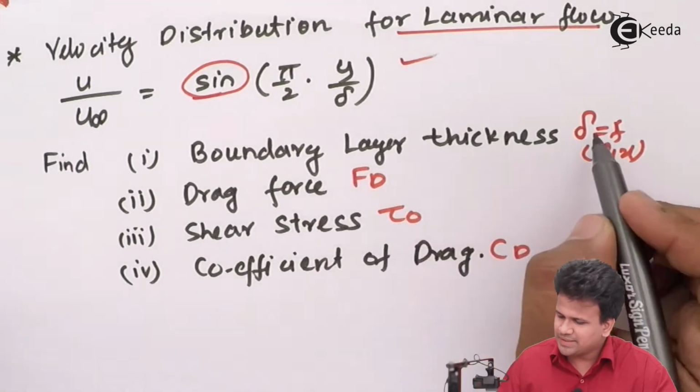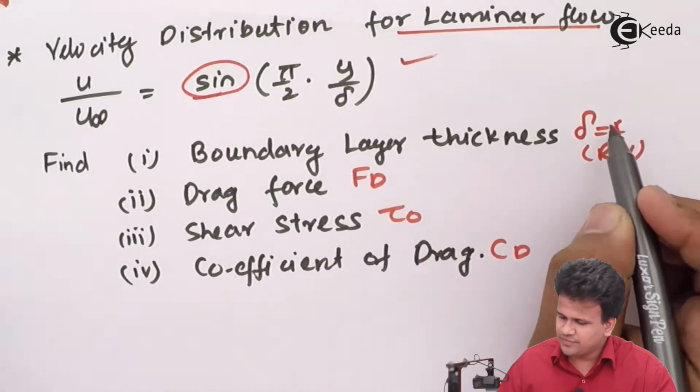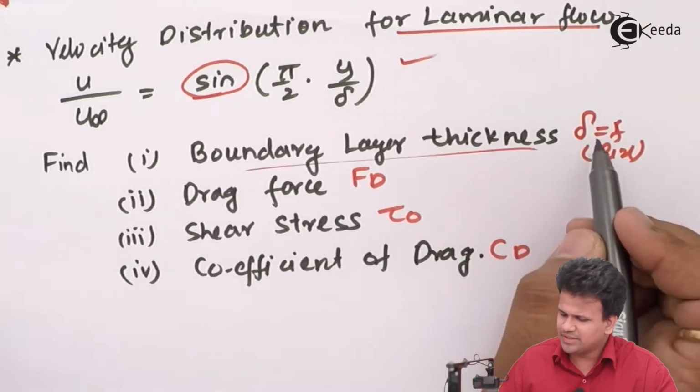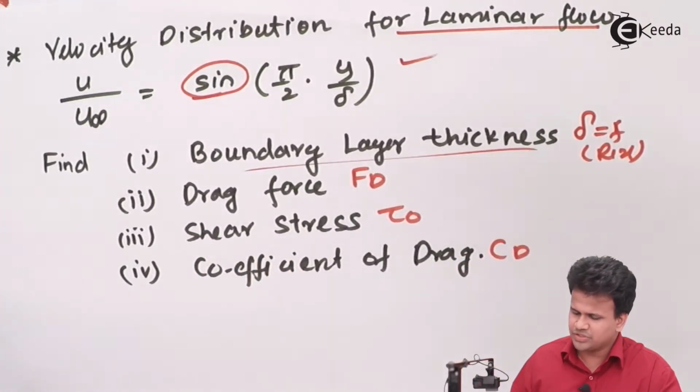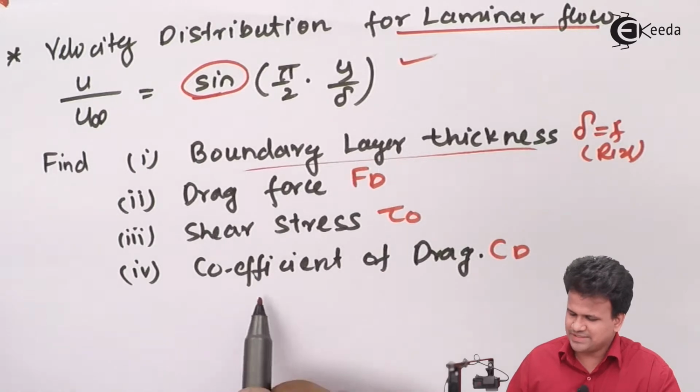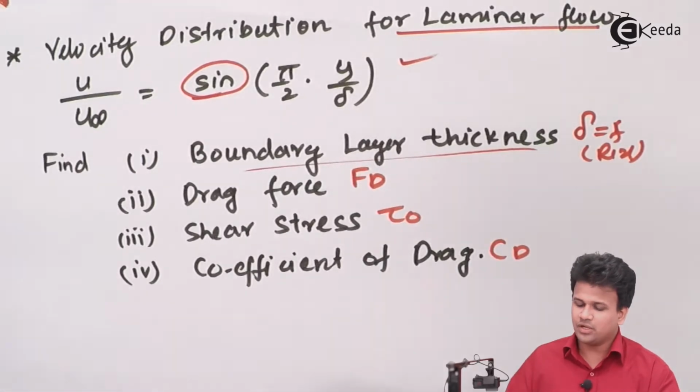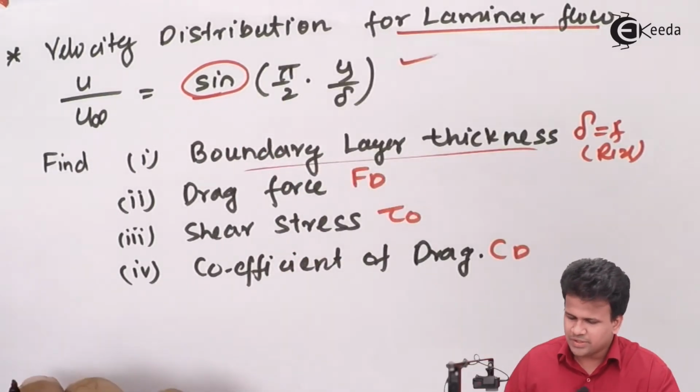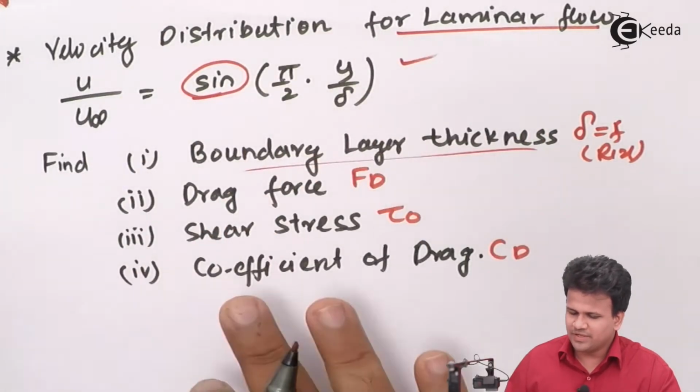So the boundary layer thickness delta is equal to, we have to calculate what is the boundary layer thickness. Delta is a function of Reynolds number, drag force, shear stress as well as coefficient of drag. All these things we have to calculate. So now we'll be solving this problem.